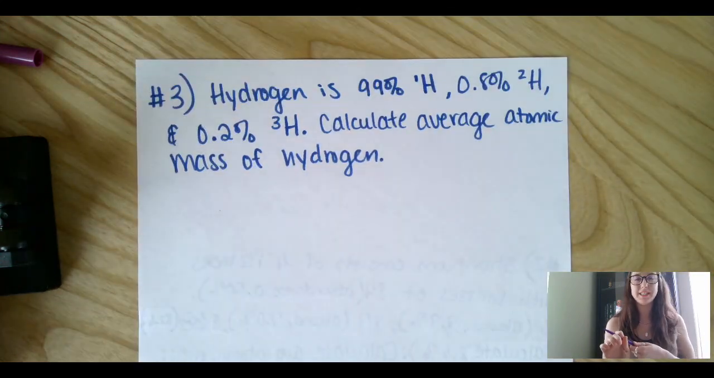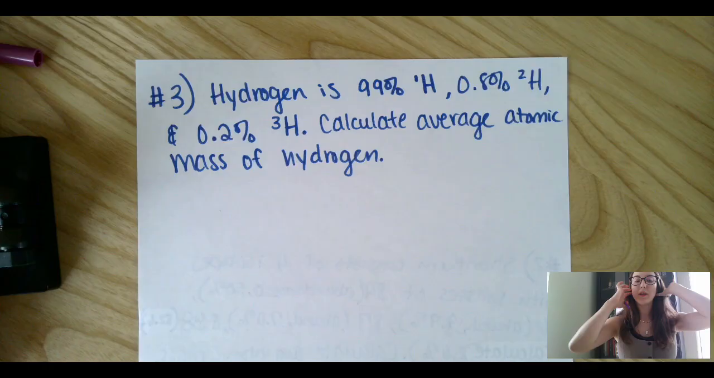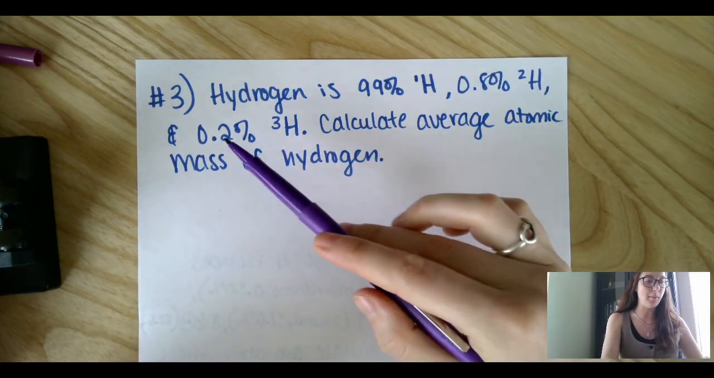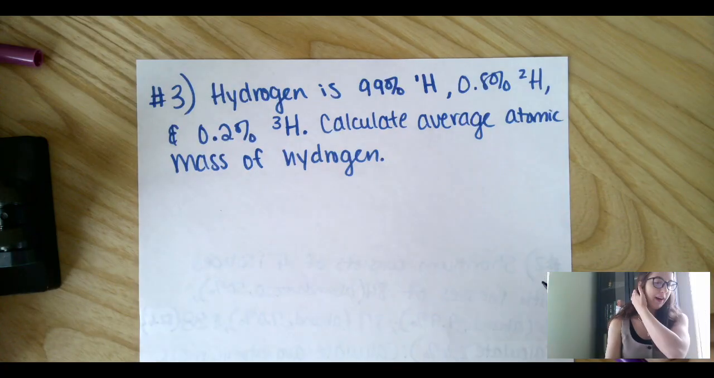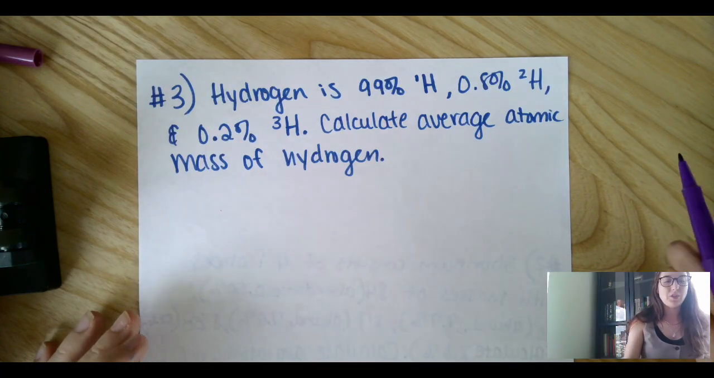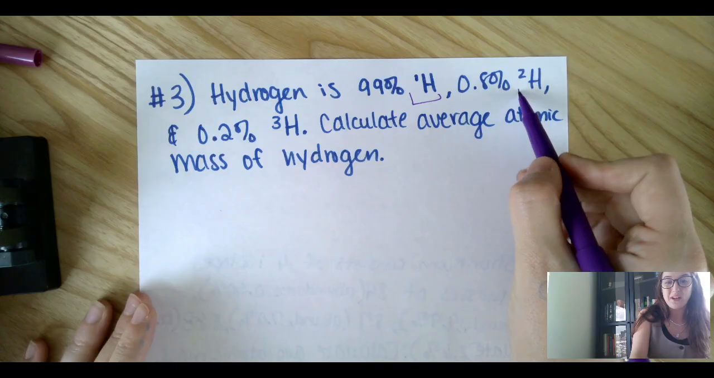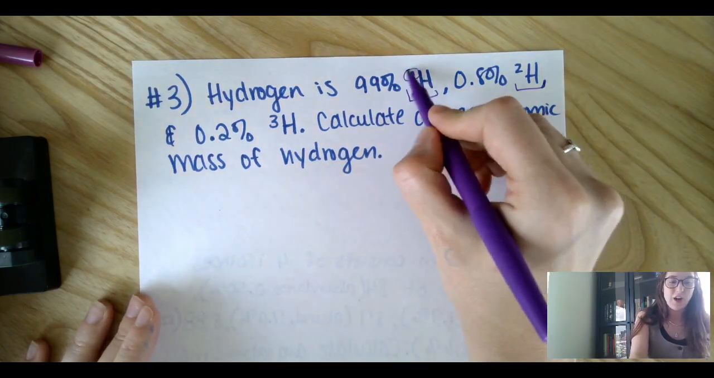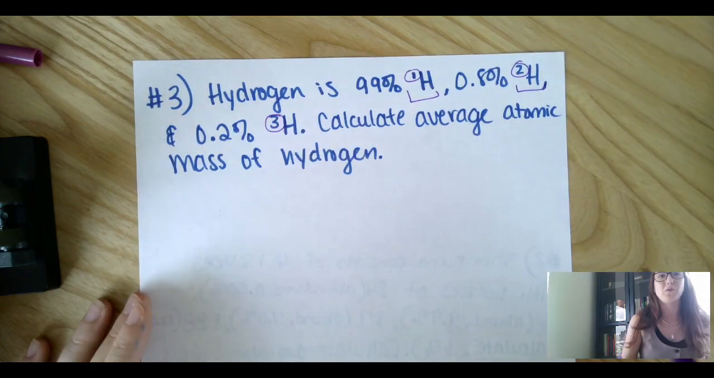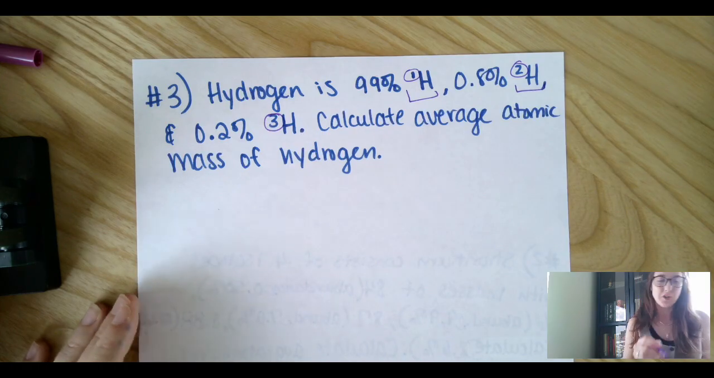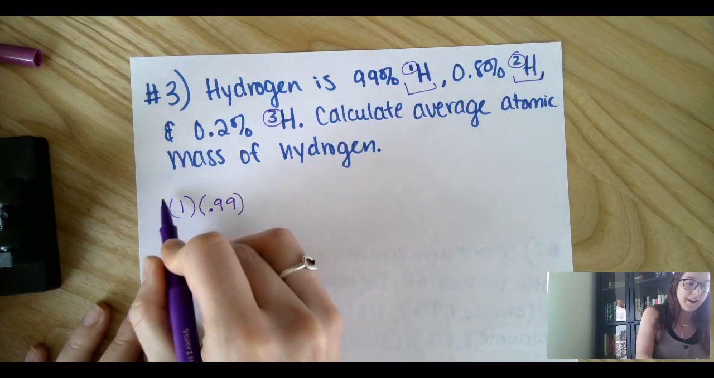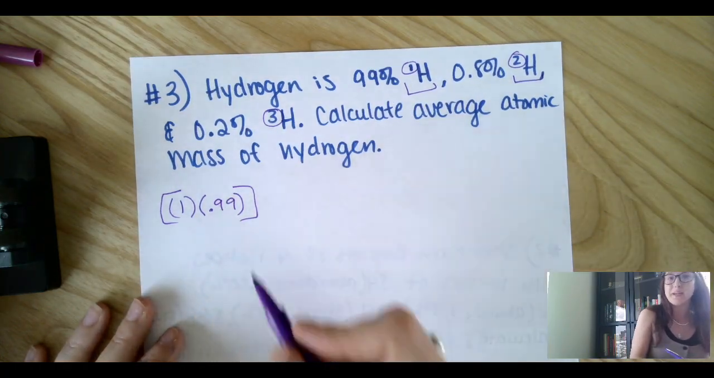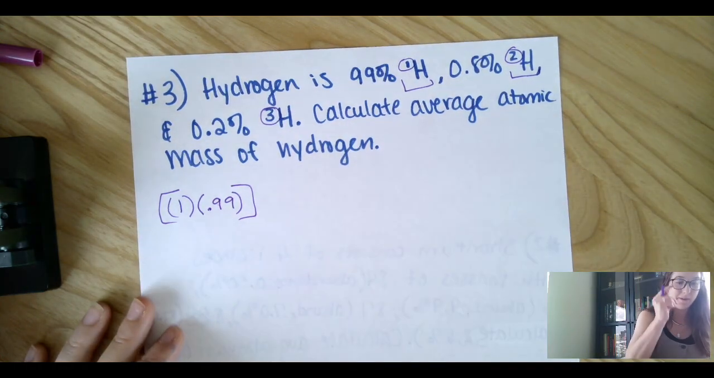All right, last but not least, let's do one more here. Hydrogen is 99% 1H, 0.8% 2H, and 0.2% 3H. So calculate the average atomic mass of hydrogen, okay? So here we need to first understand that these are still isotope notation, okay? And that top number that they gave us in each of these isotope forms are the mass of those isotopes, okay? So for one hydrogen, that's going to be a 1 times 0.99.